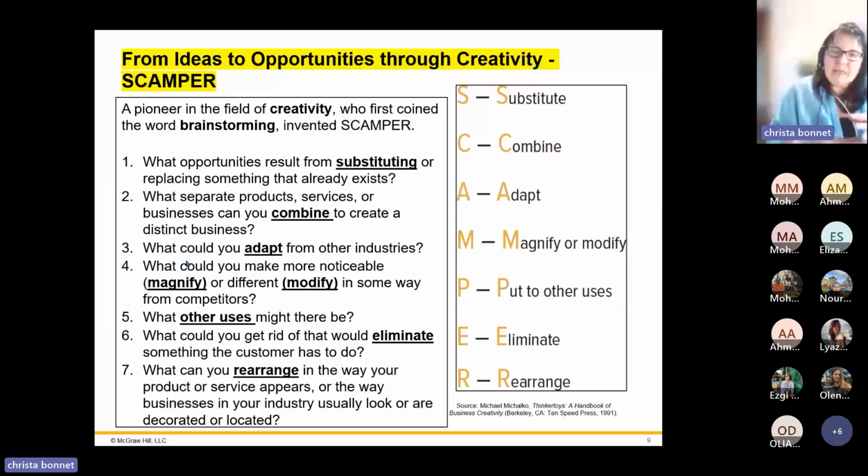How could you eliminate to make it lean and more efficient? Then the R stands for rearrange. How can you rearrange the way you or your clients are doing things, whether it's products or services, whether it's location or what it is? How can you rearrange it to make it more efficient and effective?